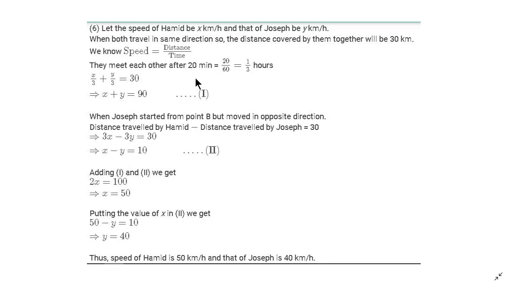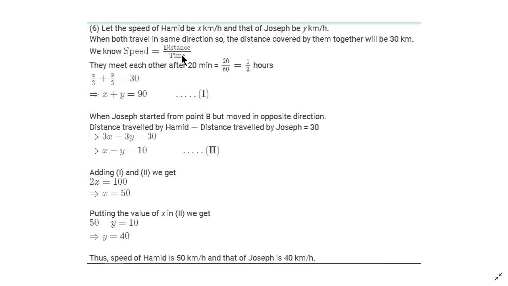So we can see here x by 3. Why x by 3? Because the speed is x, and what is the distance then? Distance is speed into time. So what is time? 1 by 3.